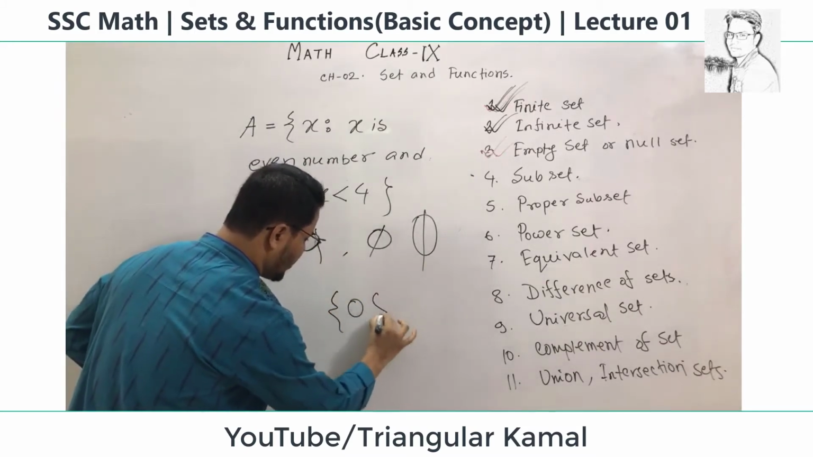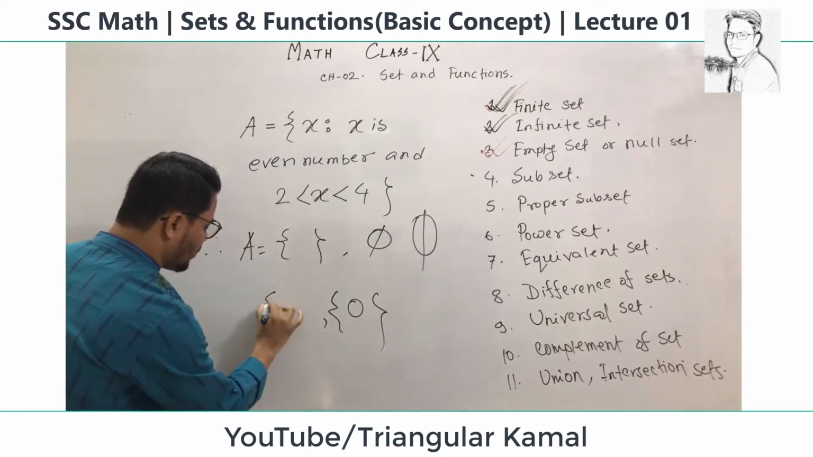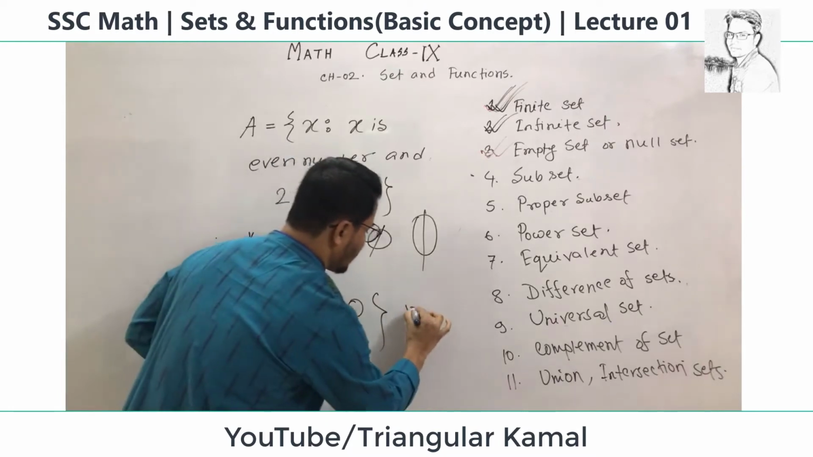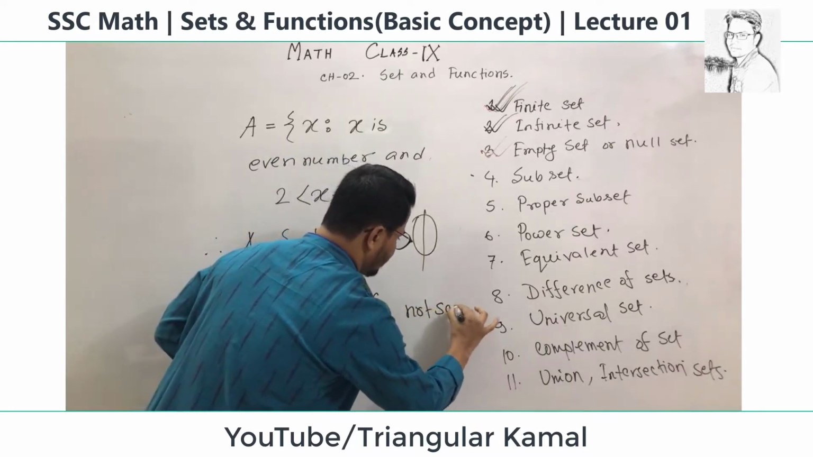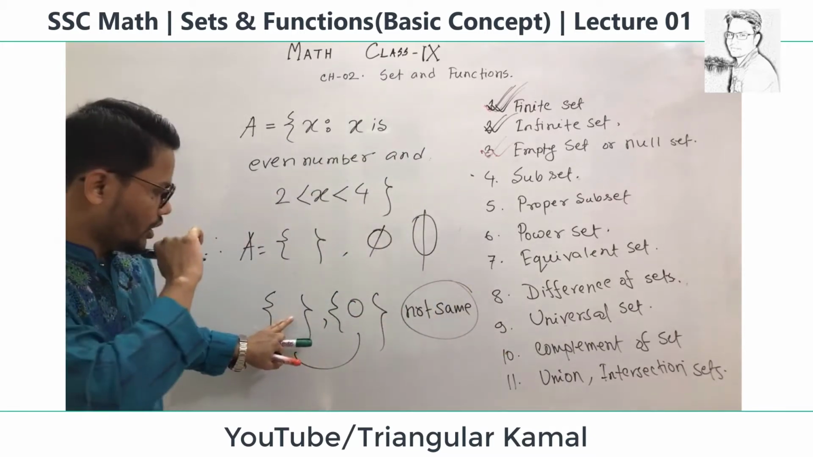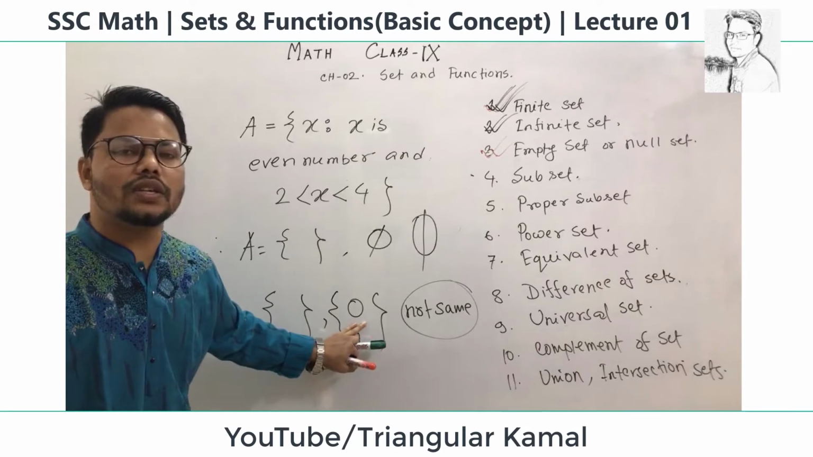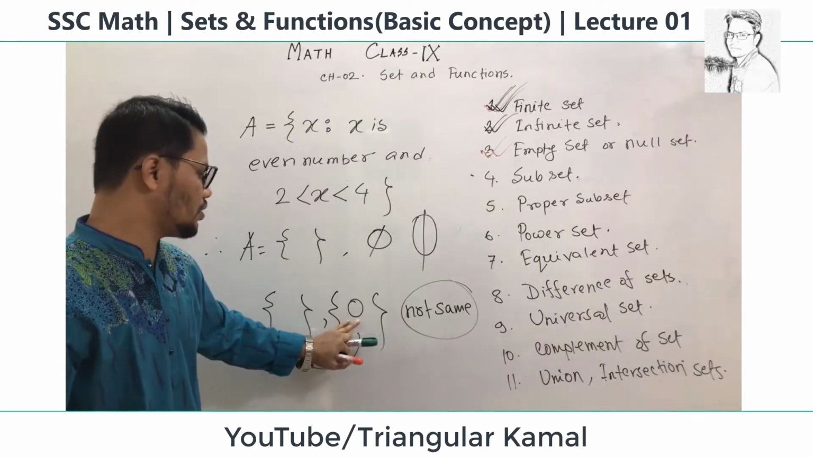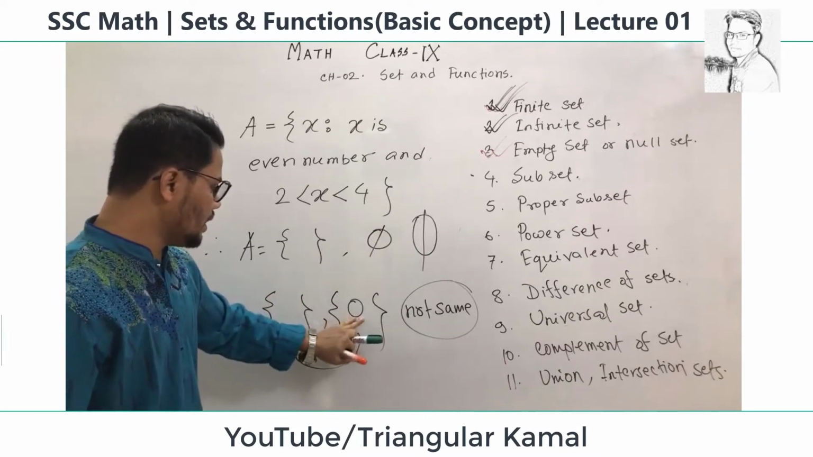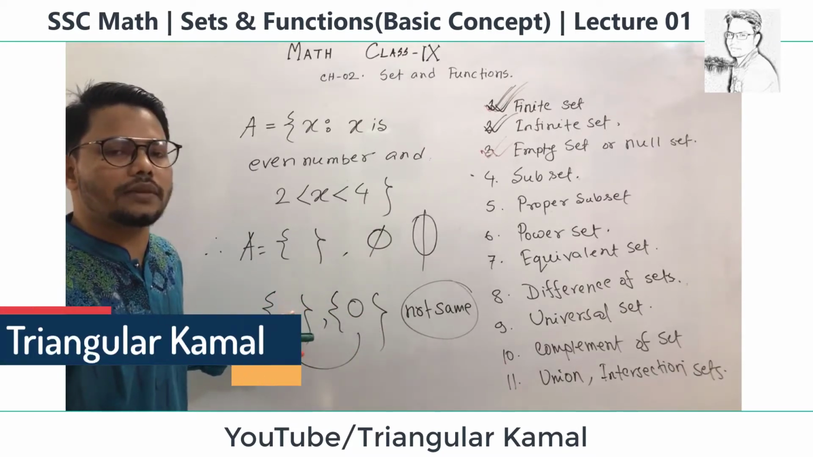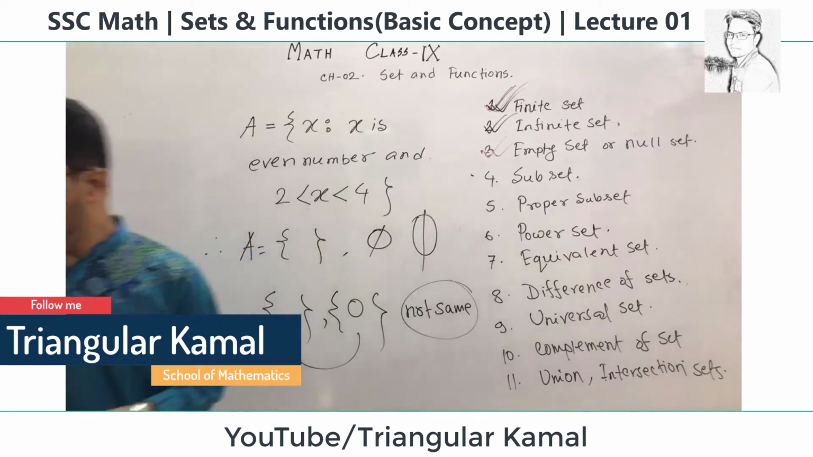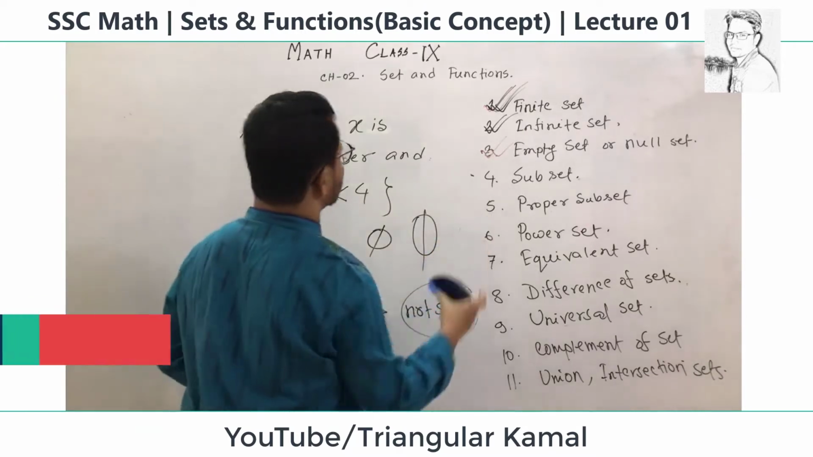But you should pay attention: this set, whose element is 0, and the other set, the empty set, are not the same. This one is the empty set, this one is not an empty set. Its element is 0. Inshallah today we will discuss the difference between them. This one has element 0, and this one is totally empty. It has no elements to count. So the empty set is a set which has no elements.